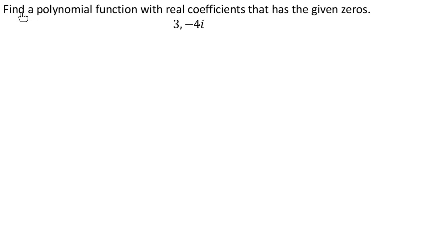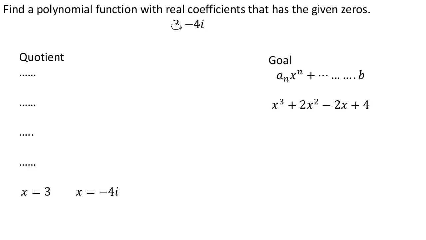Okay. So another question that you'll be asked in 2.5 is to find a polynomial with real coefficients that have the given zeros. So we have 3 and negative 4i, okay? So they tell you that these are zeros, right? So what our goal is, is to find a polynomial that looks something like this. Okay, and all we have is that x equals 3 and x equals -4i. So you're kind of going to work backwards. You are given the zeros, and so you're going to work backwards to find the factors and then get the quotient, and then that's going to give us our polynomial. Okay.